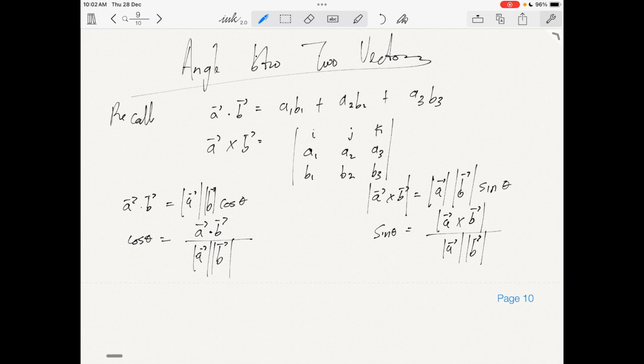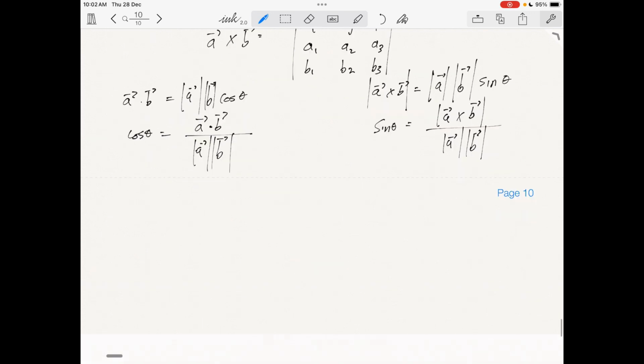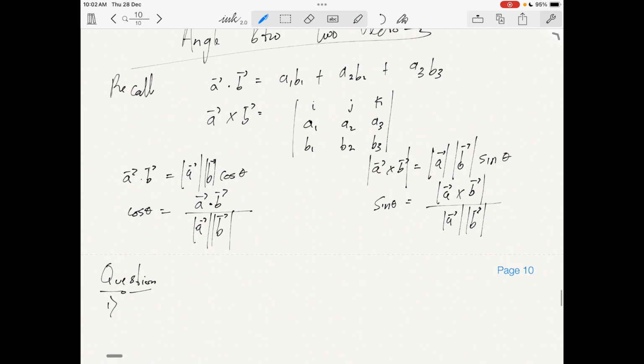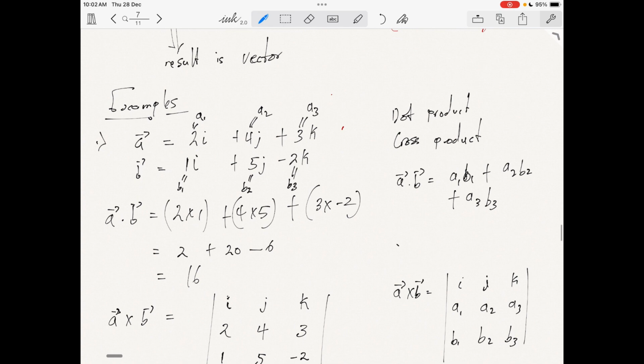Now, with respect to that, let's go back to our two examples that we did earlier. So we will evaluate the first vector. Let's say question 1. The first example says that we are given these two vectors, and we should evaluate the dot product and cross product of each. So once we do that, we'll be able to calculate the angle between them, whether we use dot product or we use cross product.